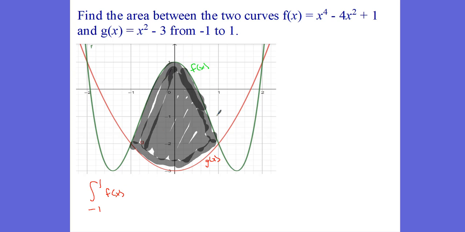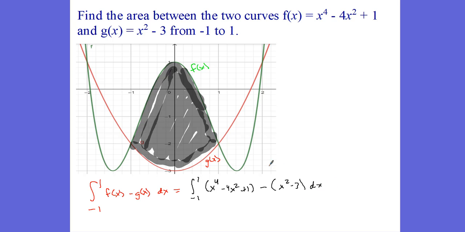It's on the top, all the way from -1 to +1. The g of x is on the bottom, all the way from -1 to +1. So we can keep consistent here. And so what we have here is the integral from -1 to +1 of x to the 4th minus 4x squared plus 1 minus x squared minus 3 dx.